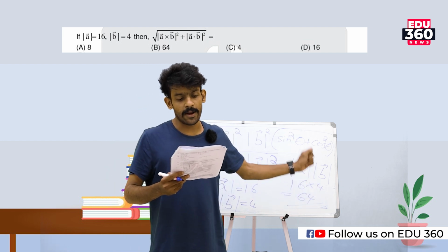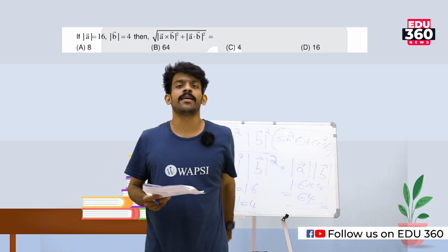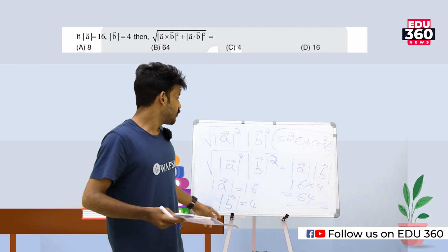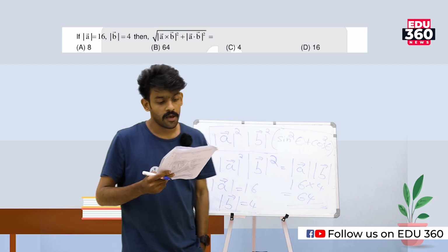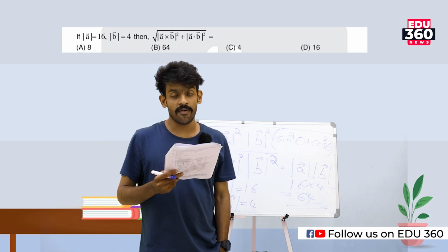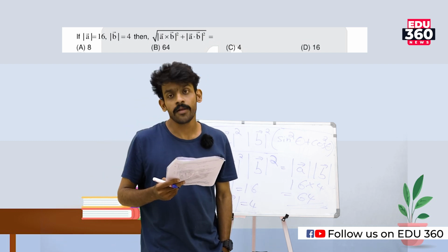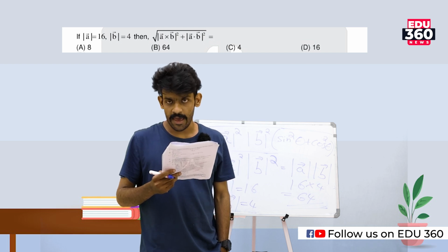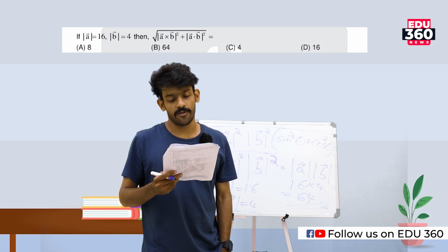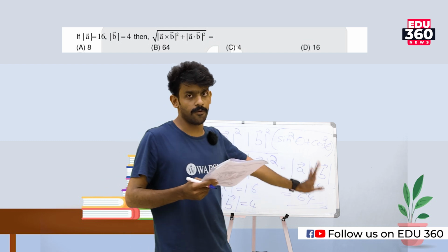So you can see that option B is the correct answer for this question. For this question, root of modulus of a vector cross b vector, the all square, plus modulus of a vector dot b vector, the all square is equal to 64.